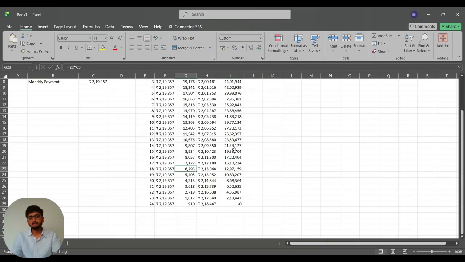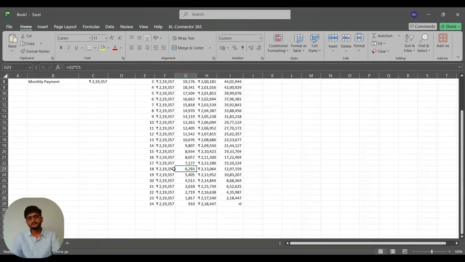We are doing this on the last month's remaining debt. On that we are going to calculate the interest. So that interest will be reducing. See, all the interest is going to come down because the actual repayment principal amount is going to decrease. So like that, 6,293 rupees is this month's, the 18th month's, interest.